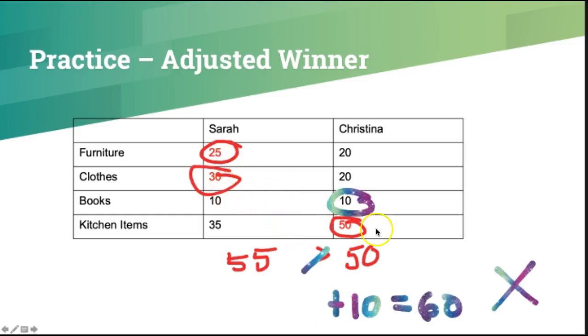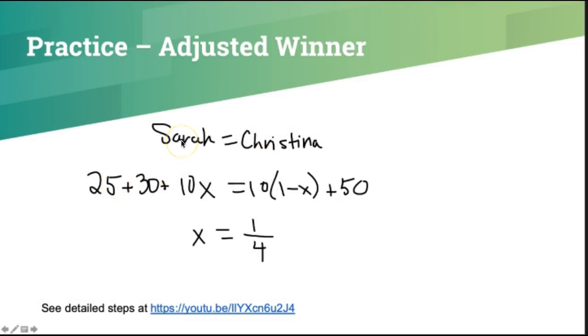So 25 plus 30 and 50. You see that over here we have Sarah got the 25 and 30, and Christina got the 50. So you're always going to set it up with the 10 being what was left, and then x and 1 minus x. If you solve for x, this is algebraic, you'll have to do 10 times 1, 10 times x, then combine your like terms, combine your x's, combine the 25 and 30 to get 55. Again, you can see the detailed steps there at that YouTube video.